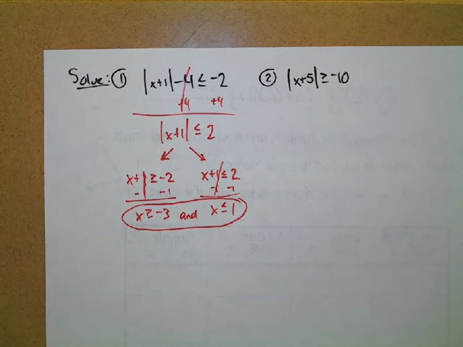We're going to take the absolute value of something, and we want to know when that will be greater than or equal to negative 10. When will that be true? Absolute value always makes things positive, or makes it 0. When will a positive number or 0 be greater than or equal to negative 10?